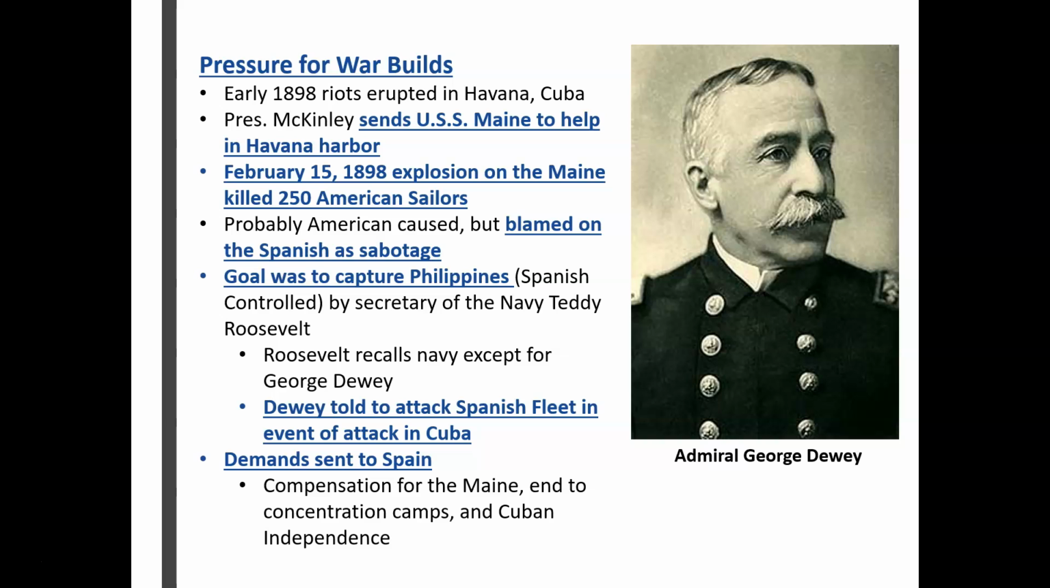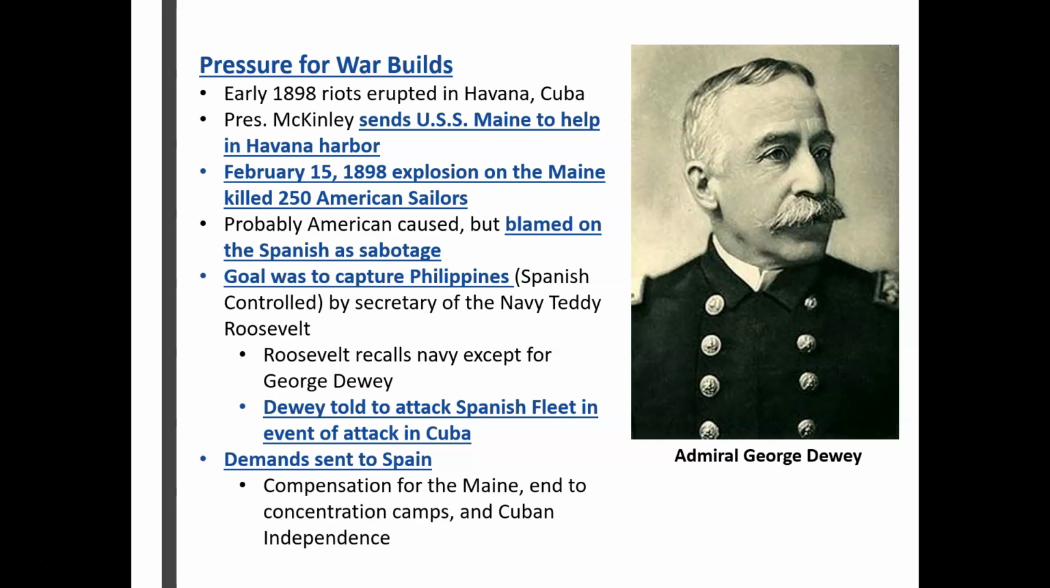And so, you know, George Dewey's there, he's waiting for orders, and these demands are sent to Spain of what's going to happen, because back in the United States, you've got people crying, "Remember the Maine, to hell with Spain." And that is the phrase that is going through all of America during this time.